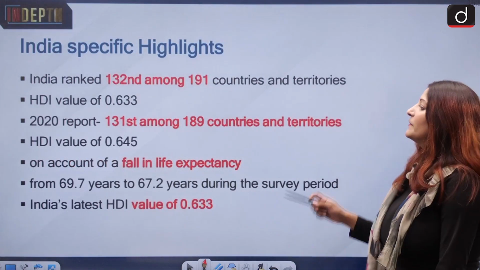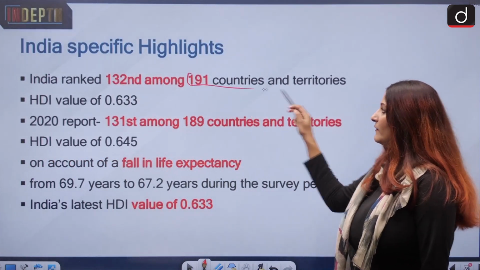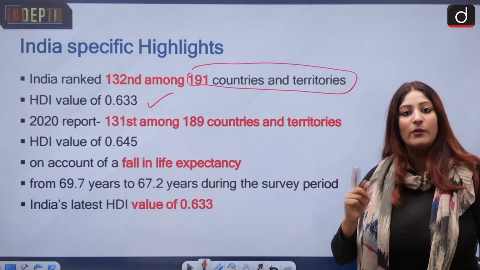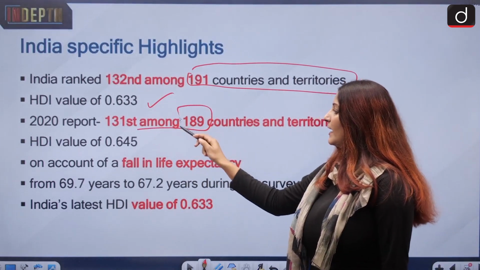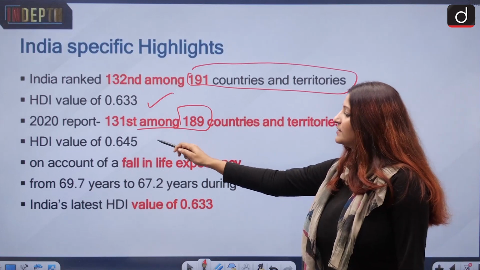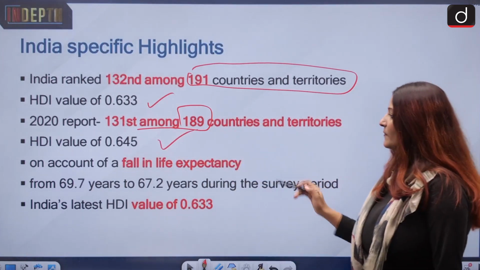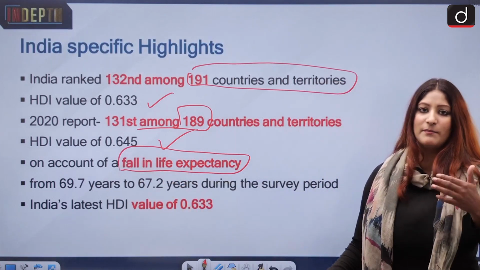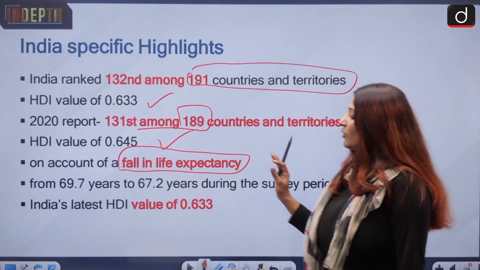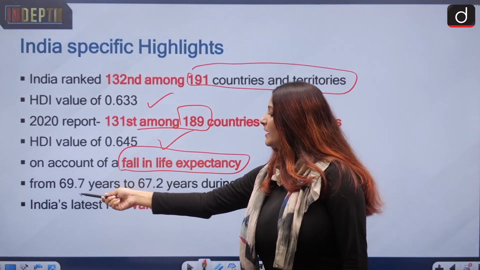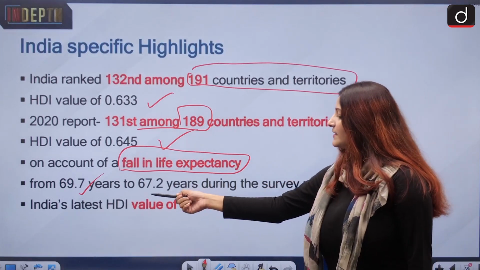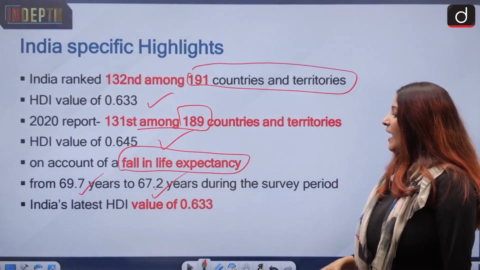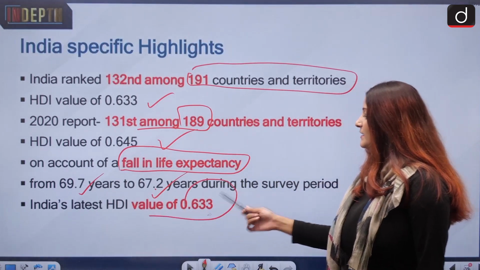For India specific highlights, India ranked 132nd among 191 countries and territories this year. The HDI value is 0.633. In the 2020 report, India was 131st among 189 countries and territories. Then the HDI value was 0.645. Very important preliminary facts. The drop is actually on account of a fall in life expectancy. Life expectancy at birth has fallen, because last report it was 69.7 years, but this report has said that it is 67.2. For 2020, it was 69.7. For 2021, it is 67.2. And India's latest HDI value, as I am repeating, is 0.633.